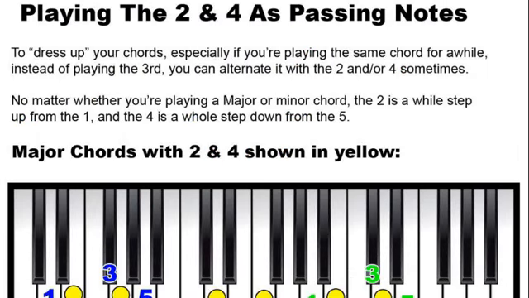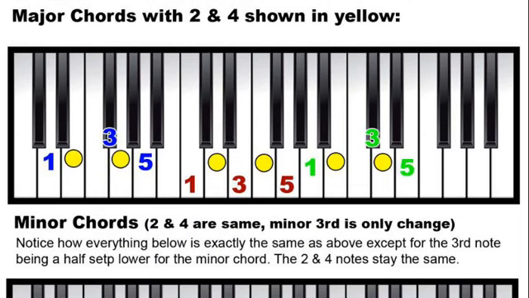Now here's how to start playing passing notes when you're playing regular chords to start sounding like a pro. If you're playing a major chord, a 1, 3, 5, a C chord, you can just keep playing that chord over and over, but it starts to get kind of boring and it doesn't really sound that great after a while if you're not changing anything. So the second note of the scale is a whole step above the 1, and the 4th note of the scale is a whole step below the 5.